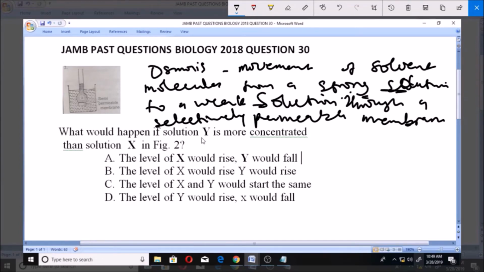And here we have that Y is strong, so there will be movement from this Y into this X that is weaker, so that will make X rise. So the level of X will rise whereas Y is going to fall. That makes A the correct answer to this problem.